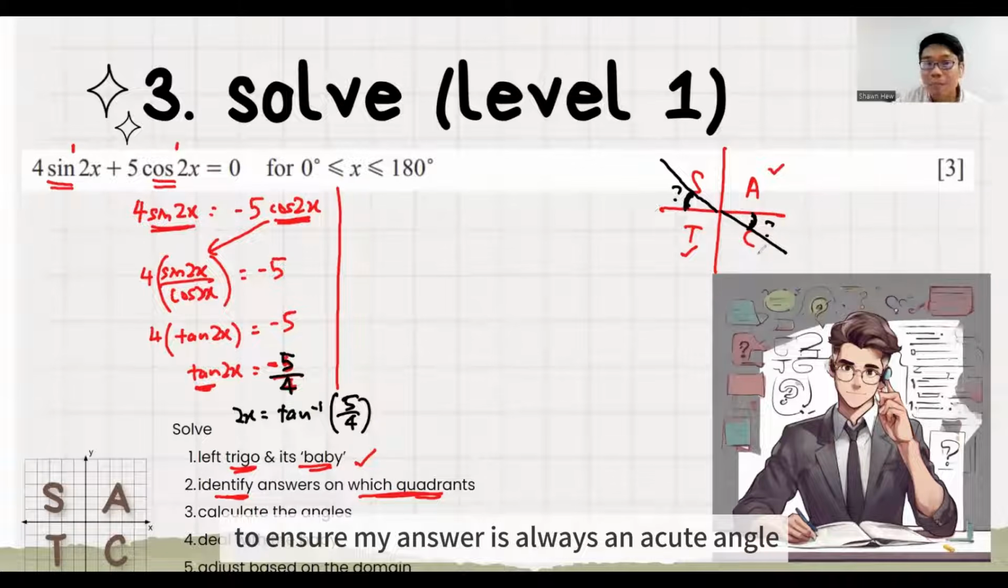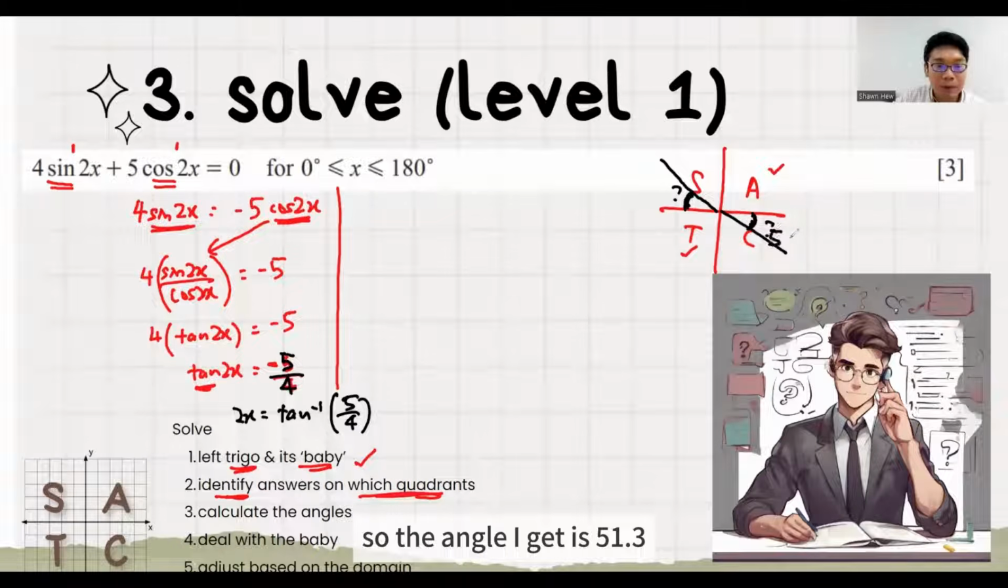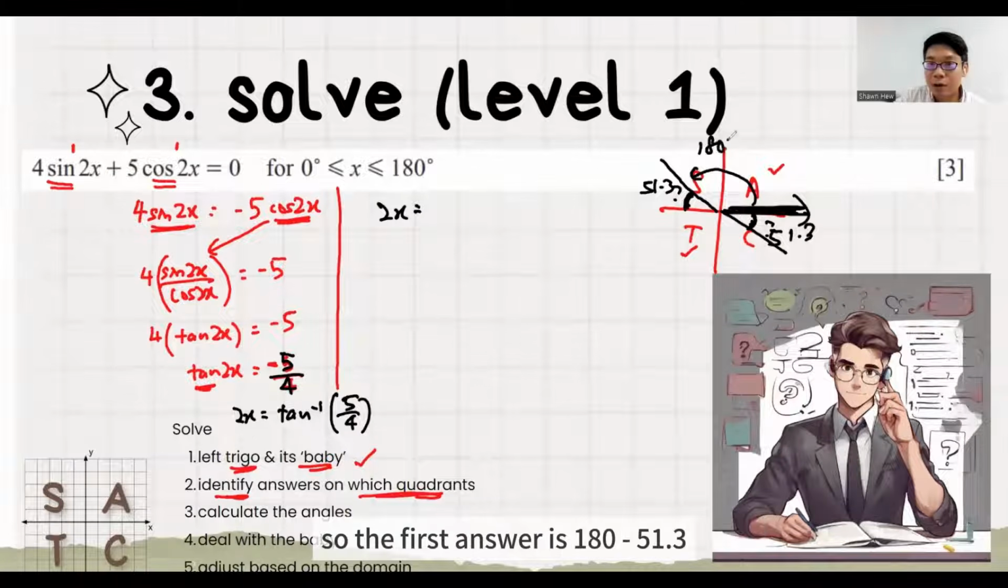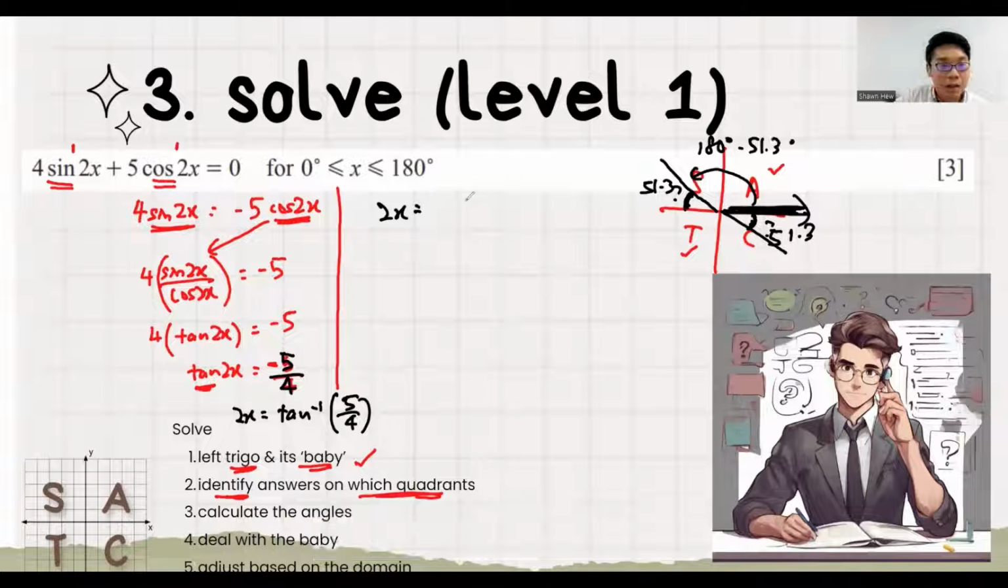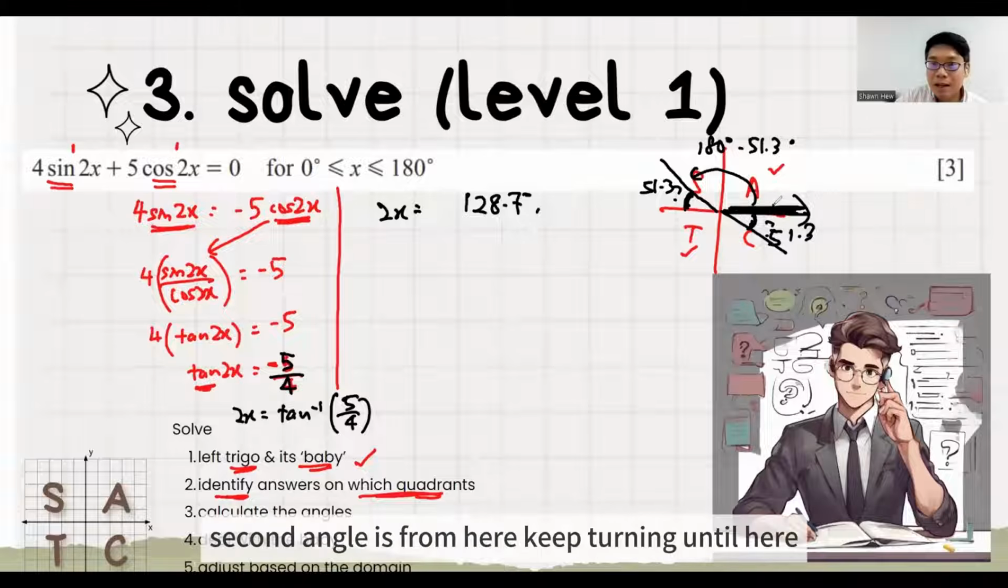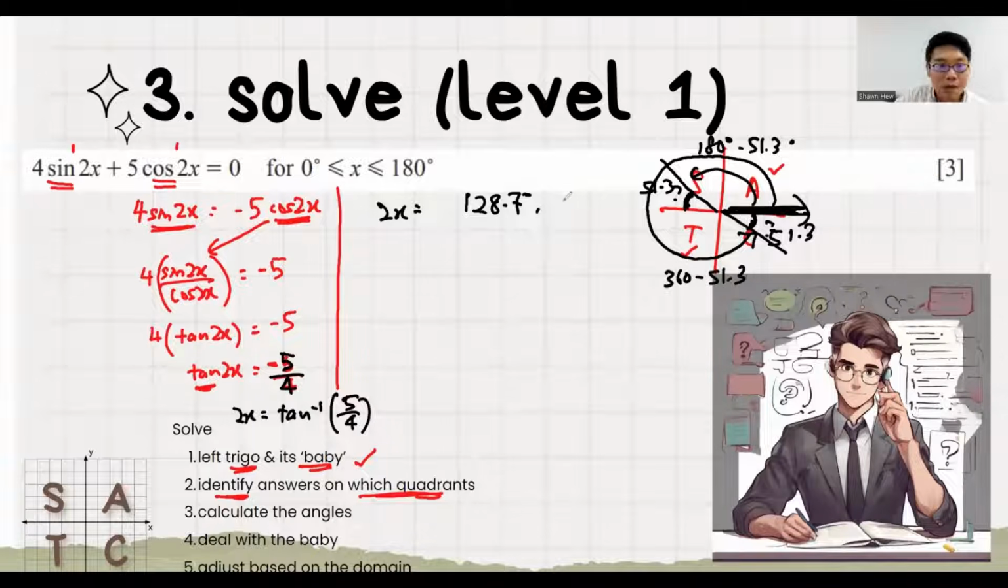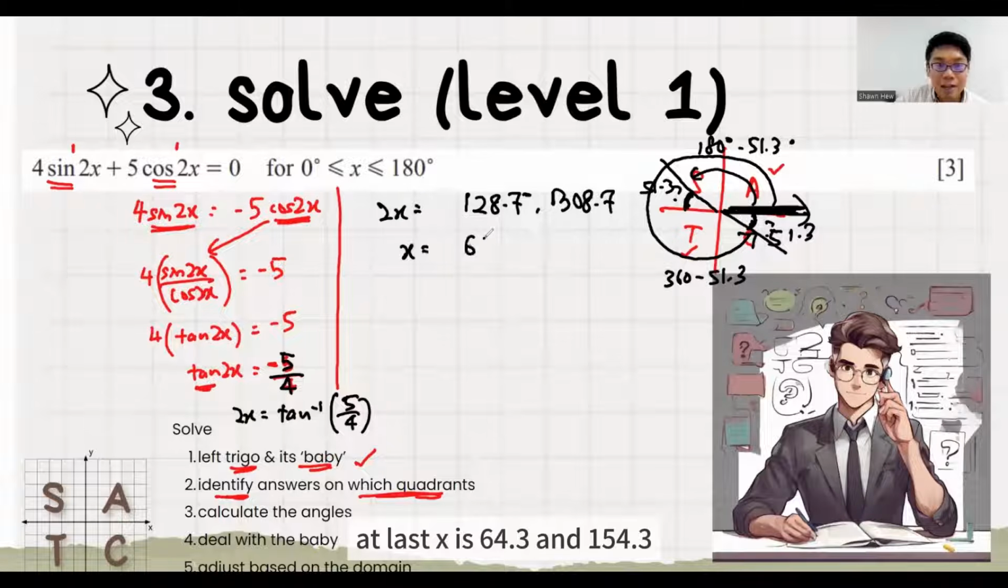This is to ensure my answer is always an acute angle. So the angle I get is 51.3. We start from the x-axis, we turn anti-clockwise. So the first answer is 180 minus 51.3. You get 128.7 degrees. The second angle is from here, keep turning until here. It's a complete cycle, minus 51.3, 308.7. At last, x is 64.3 and 154.3.